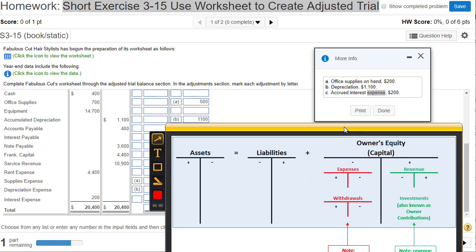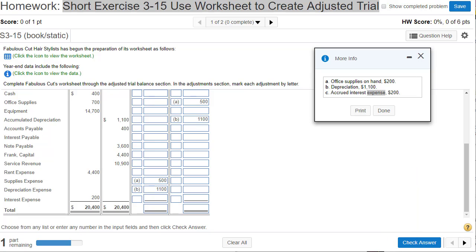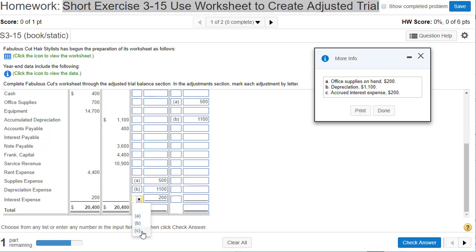So for an expense, is the expense increasing or decreasing? Well, expenses pretty much only go up. So we're going to be increasing our expenses. In the next chapter, you'll find out that expenses do occasionally go down, but that's when we are closing the books. So we're going to debit expenses, and interest expense in particular, $200. This is C.